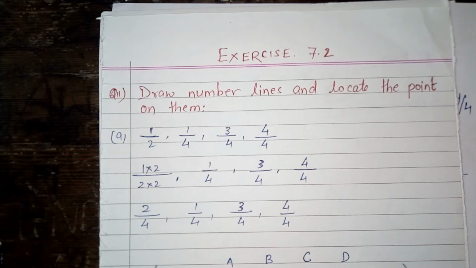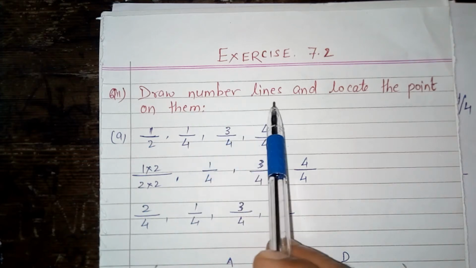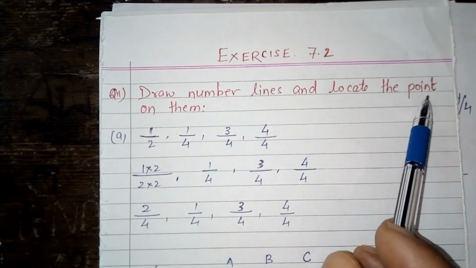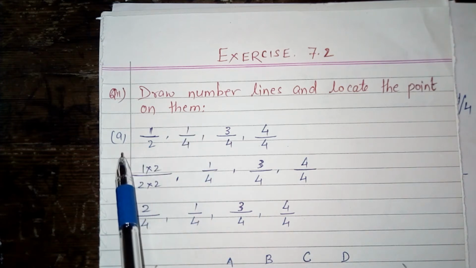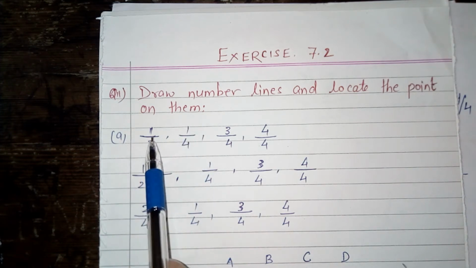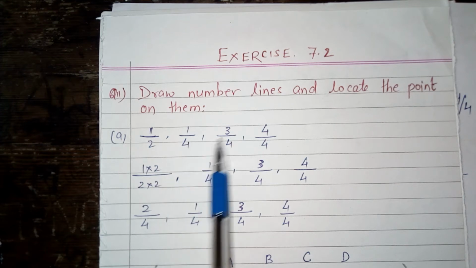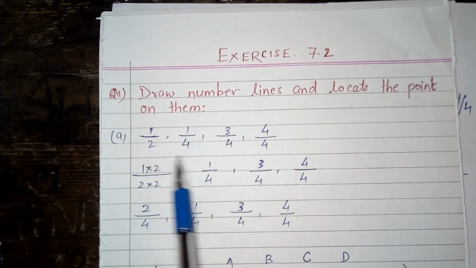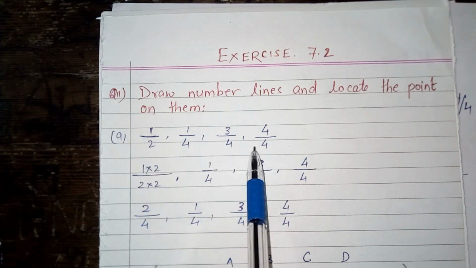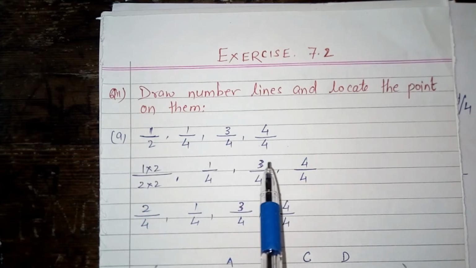Now today let us discuss some problems from exercise 7.2. Your first question is: draw number lines and locate the points on them. Your question is 1 upon 2, 1 upon 4, 3 upon 4 and 4 upon 4. All these fractions we will locate on the number line.